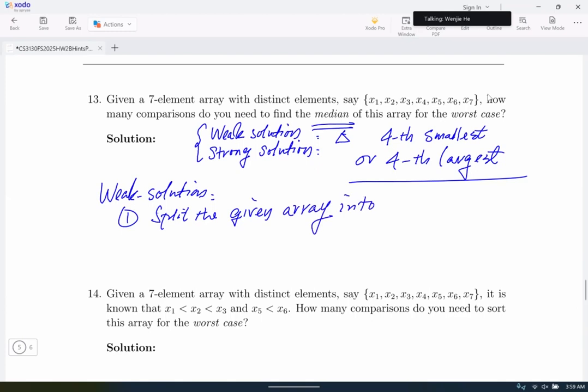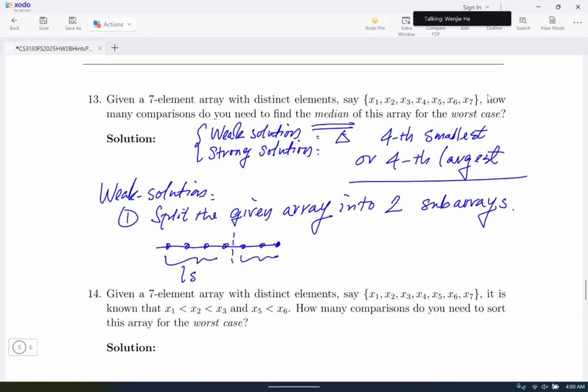Into two subarrays. How to split? You have different ways, right? Here you have 7 elements, so you have freedom to do the split. For example, you can split here: the first subarray, the second subarray.